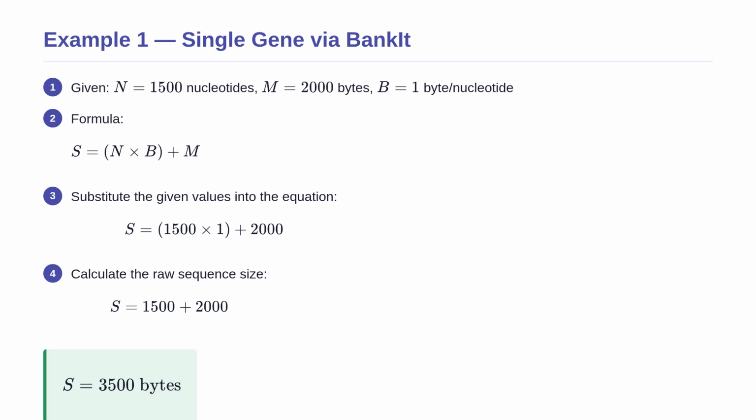We substitute n equals 1,500, b equals 1, and m equals 2,000 into our equation. Multiplying the sequence length by the byte size gives us 1,500 bytes. Adding the 2,000 bytes of metadata yields a final size of 3,500 bytes. Because this file is so small, a simple web-based tool like Bankit is perfect.